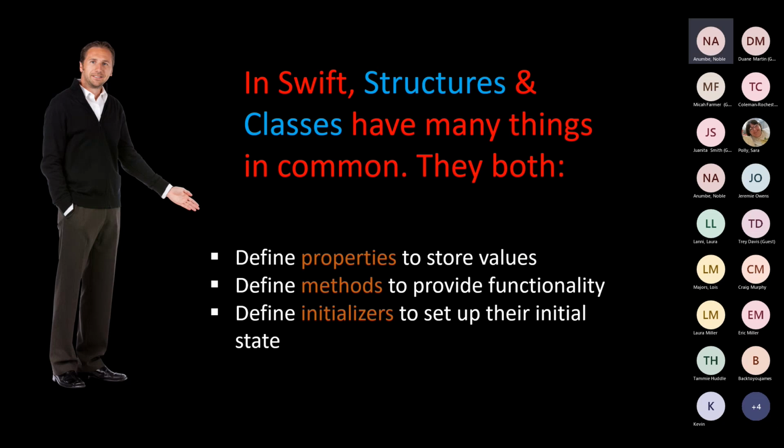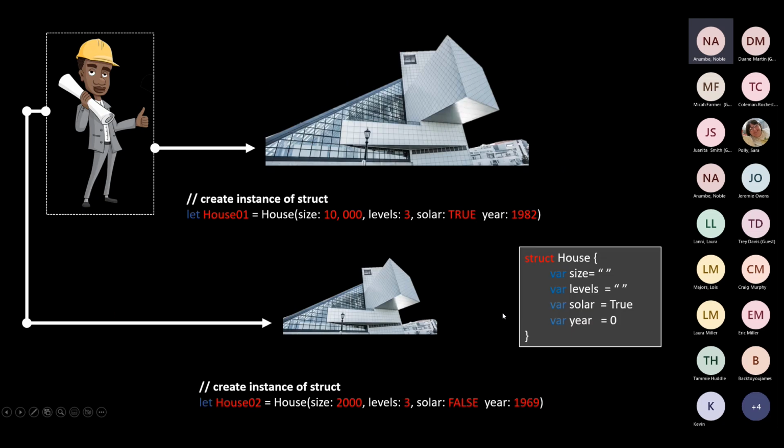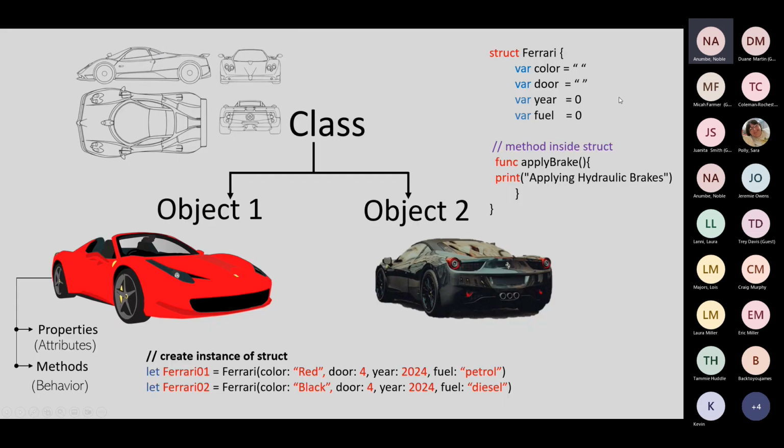In Swift, structures and classes have many things in common. They both define properties to store values, which I already showed there. They define methods to provide functionality, and they also define initializers to set up their initial state. So typically, a lot of times you have to initialize, right? You're starting with something, but that would not necessarily be the end of the value. You're just using them as placeholders.